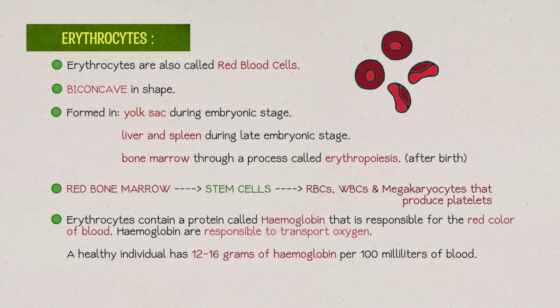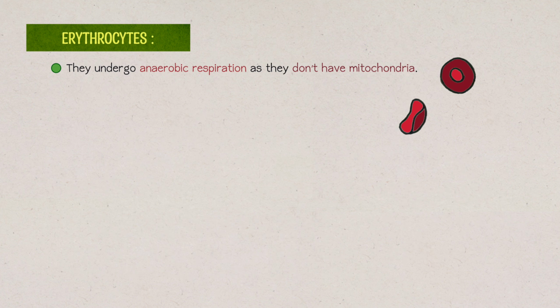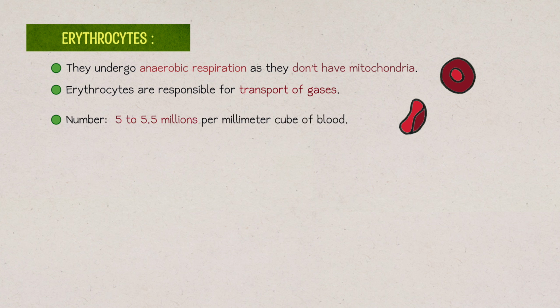A healthy individual has 12 to 16 grams of hemoglobin in every 100 milliliters of blood. They lack a nucleus to create maximum space for hemoglobin. They undergo anaerobic respiration as they don't have mitochondria. Erythrocytes are responsible for transport of gases. There are around 5 to 5.5 million erythrocytes per cubic millimeter of blood.